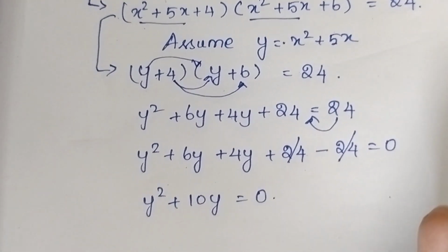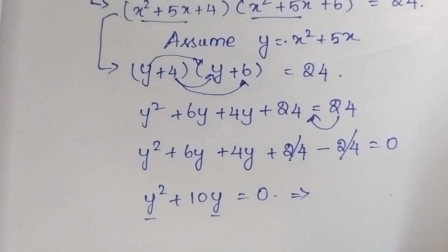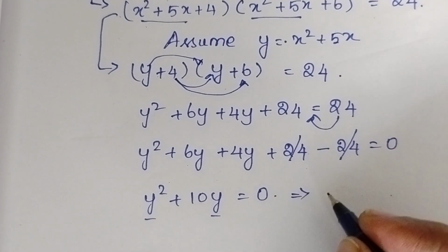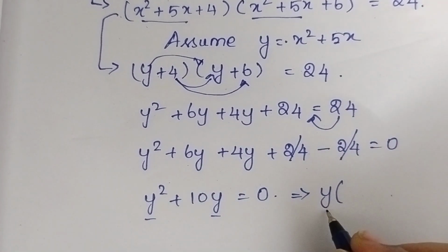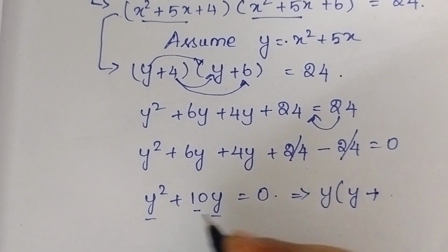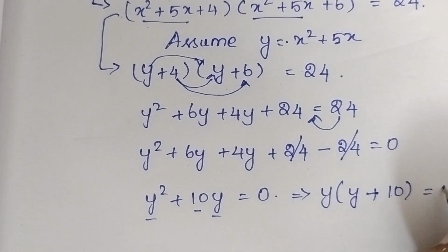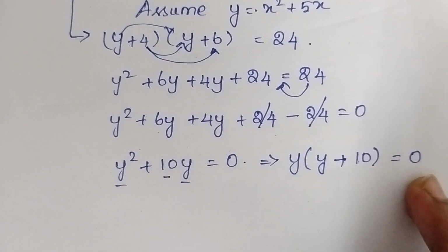In order to solve this, if we see here, y is common between these two. Therefore, I am going to take y out. y into y is y square. If I take one y out, the remaining is y, plus the remaining 10, which is equal to 0. So just equate these two things with 0.